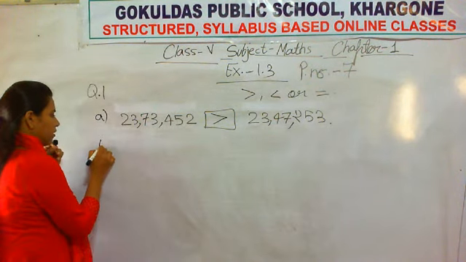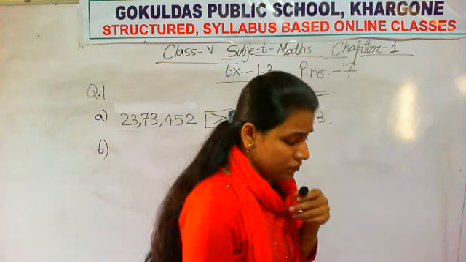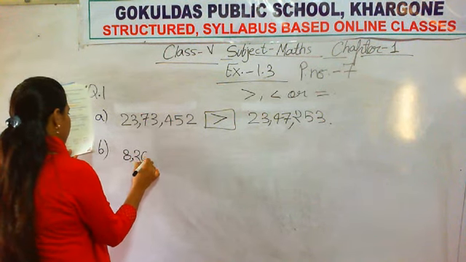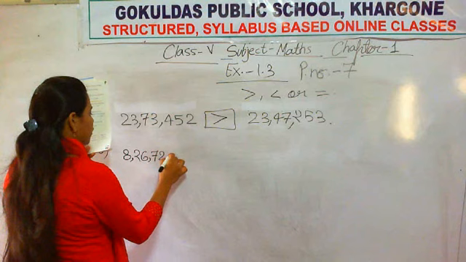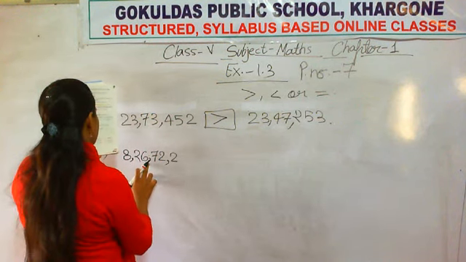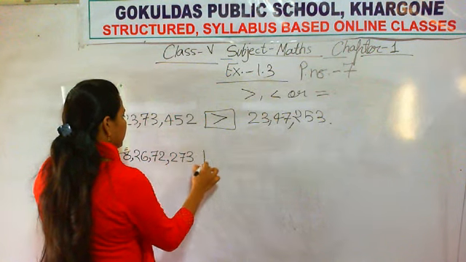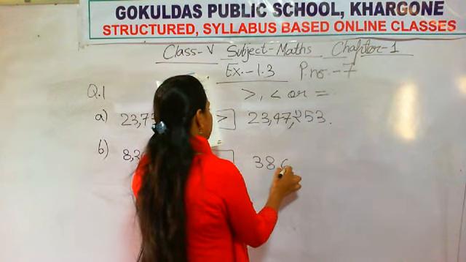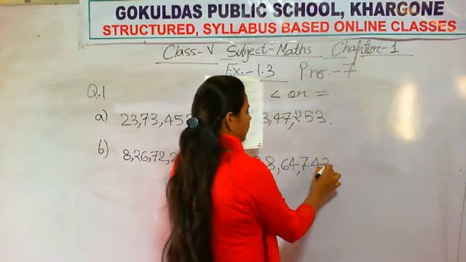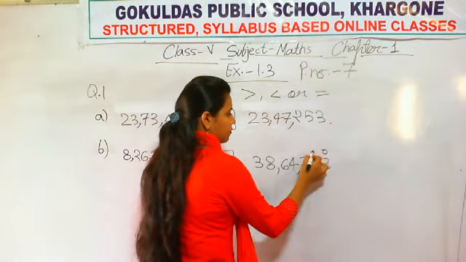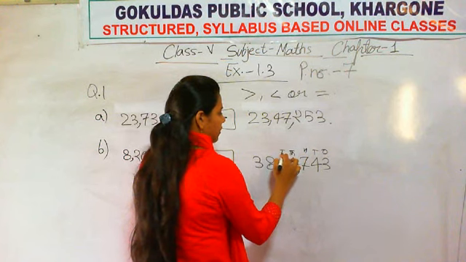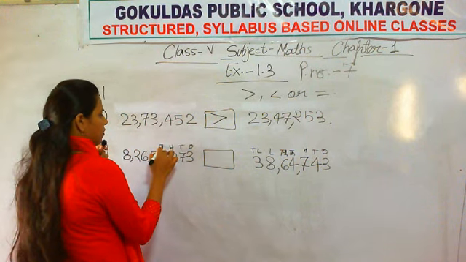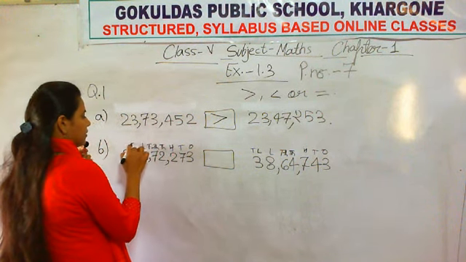Let's take one more example. The given number is 8 crore 26 lakh 72,273, and you want to compare it with 38 lakh 64,743. These large numbers you must be able to read. Here are the places: ones, tens, hundreds, thousands, 10,000, lakh, 10 lakh.